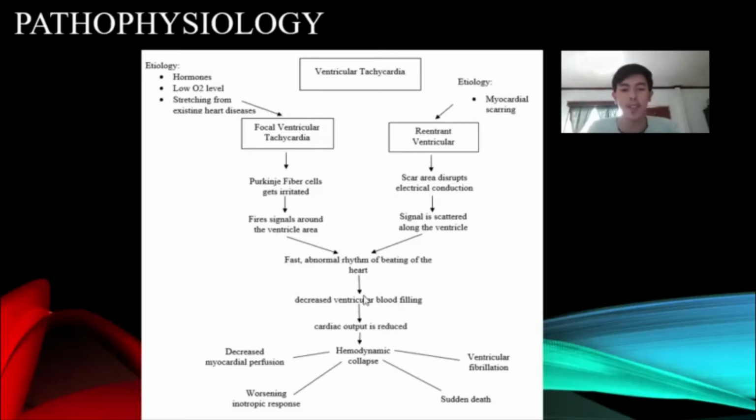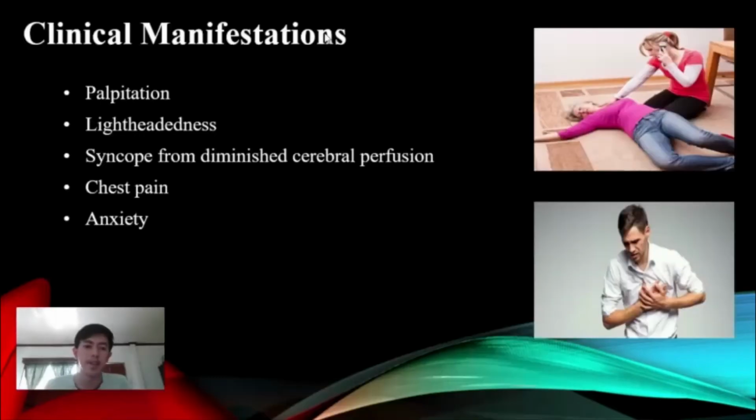From this, there is decreased ventricular blood filling in the heart. The cardiac output is then reduced, causing a hemodynamic collapse due to the low cardiac output. This may lead to decreased myocardial perfusion, worsening inotropic response, ventricular fibrillation, and even sudden death. Its clinical manifestations include palpitation, lightheadedness, syncope from diminished cerebral perfusion, chest pain, and anxiety.